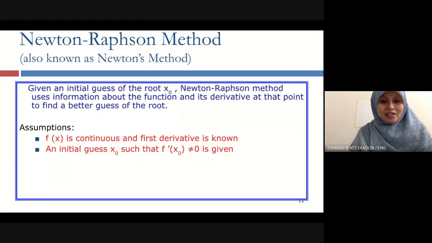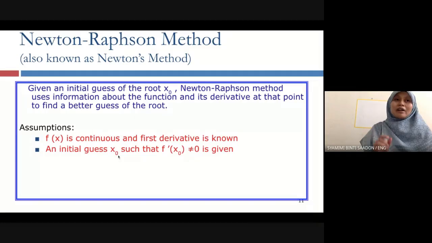An initial guess x0 such that f prime of x0 is not 0 is given. So we have an assumption of x0. x0 is given such that the derivative of f(x) at point x0 is not 0. What does it mean?